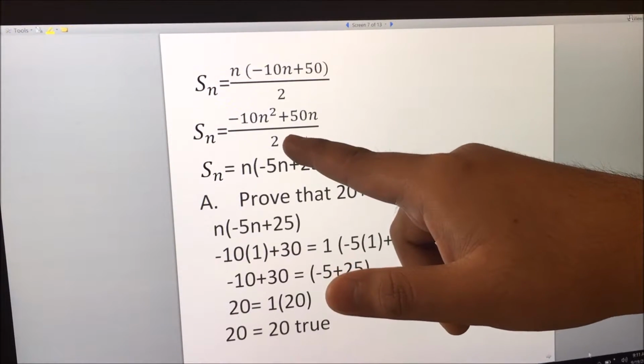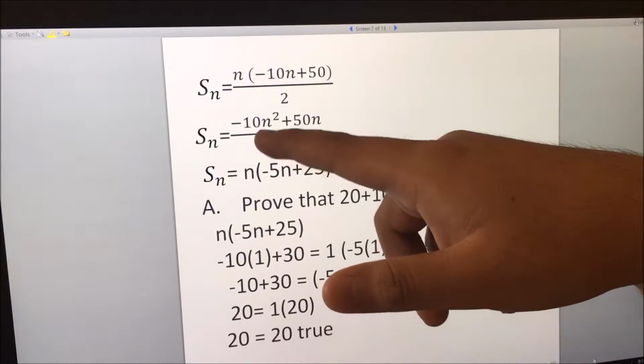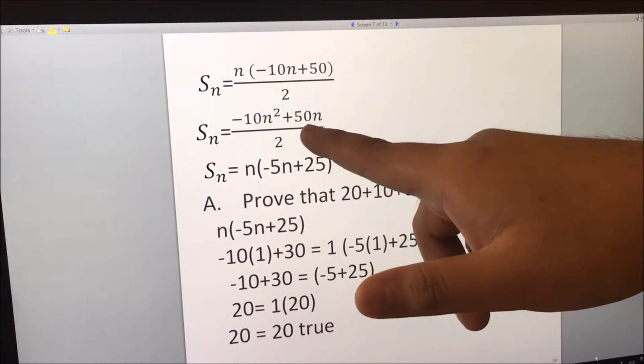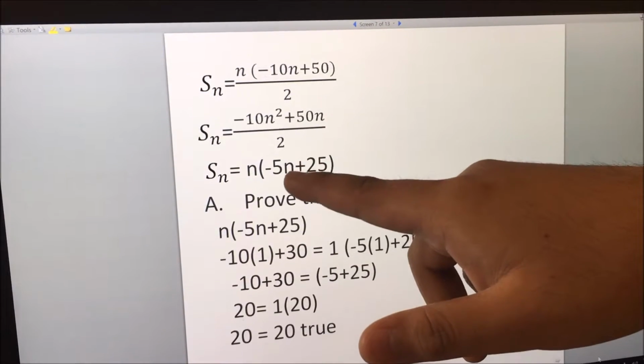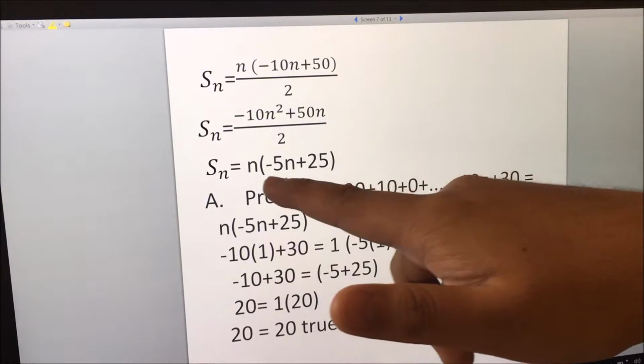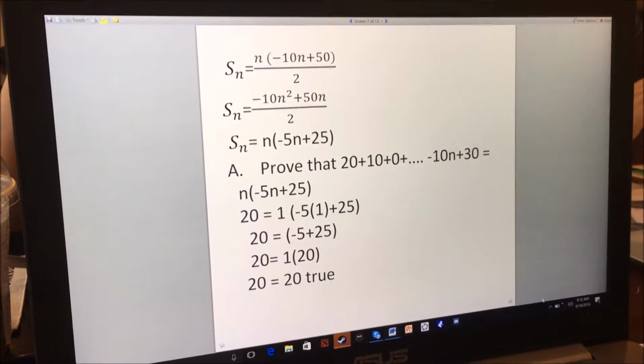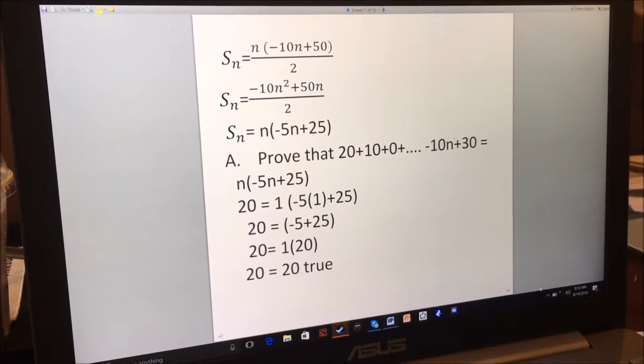You see the number 2 here. We can use 2 to reduce negative 10n squared and 50n, and we end up with this after we factor out n. So we end up with n times the quantity negative 5n plus 25. So now we can move on to mathematical induction.